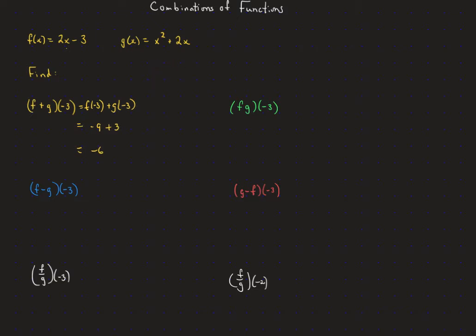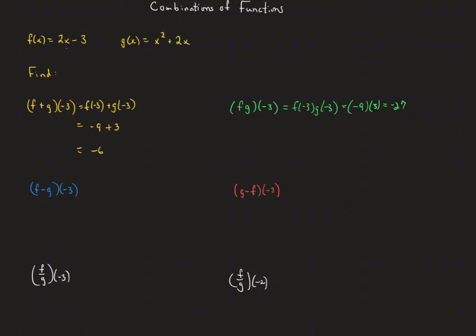For f times g of negative 3, that's how we write it in the green, so that is f of negative 3 times g of negative 3, and we said f of negative 3 was negative 9 from earlier, and we said g of negative 3 was positive 3 from earlier, and so that will be a negative 27.